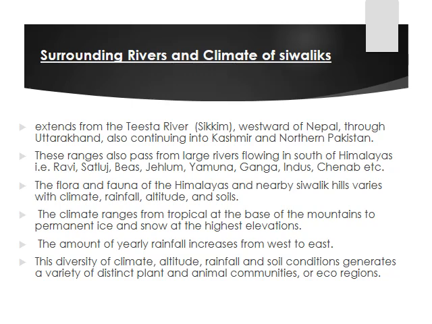The amount of yearly rainfall increases from west to east, that is the flow of rain. And if we talk about the diversity of climate, altitude, rainfall and soil conditions, these all generate a variety of distinct plant and animal communities or ecoregions. These animals are particularly located in that area.